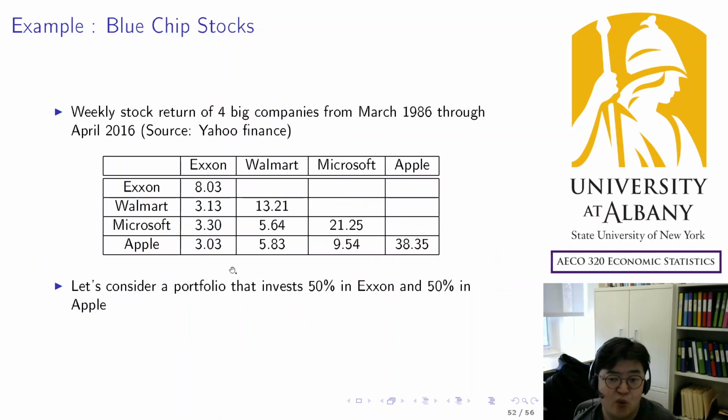So review this. When you invest 50-50 in Exxon and Apple, the final variance is closer to the lower side. So you are diversifying, reducing the risk a lot. Apple has a huge risk, but you are lowering the risk by also investing in Exxon.